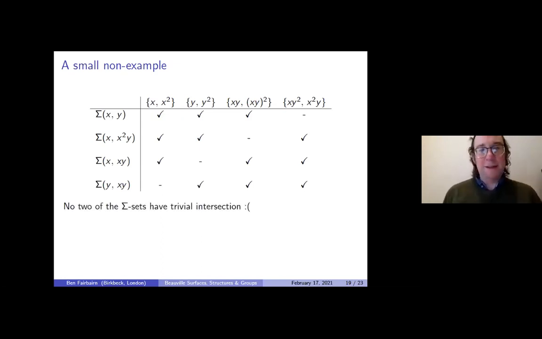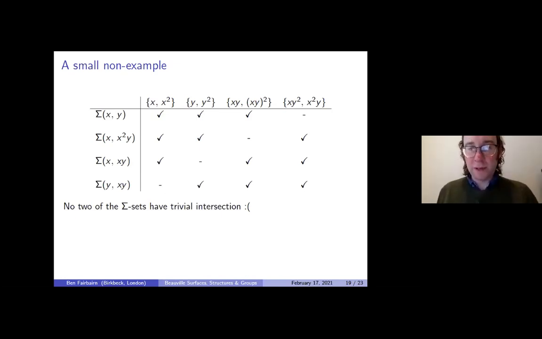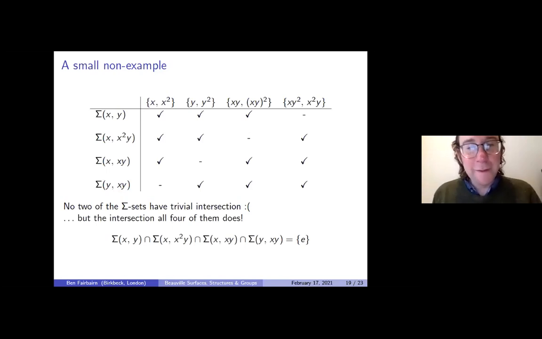So in particular, that means if you pick two of these rows and you look at the corresponding columns, you can guarantee that two of those columns are solid ticks. Two of these cyclic subgroups will be common to these two sigma sets, no matter which pair you pick. And that's what stops us being a Beauville group. However, notice that all four of these columns have an entry that's not got a tick in it. In other words, if I look at the intersection of all four of these, that has trivial intersection.